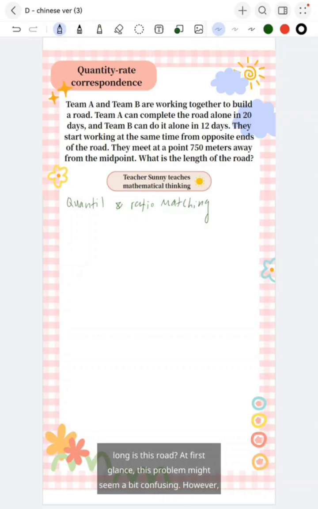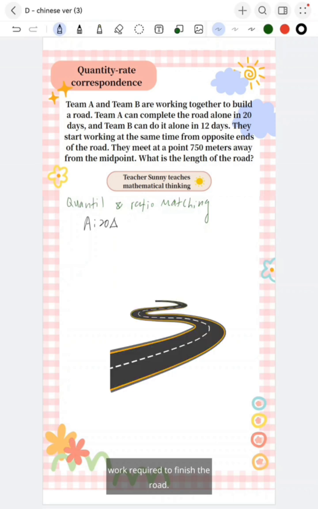At first glance, this problem might seem a bit confusing. However, we need to break it down step by step as we analyze the question. Now, let's take a look at it together. It says that Team A, if working alone, would need 20 days to finish the job. So for Team A to complete the entire road, it would take 20 days multiplied by their daily workload, which represents the total amount of work required to finish the road.